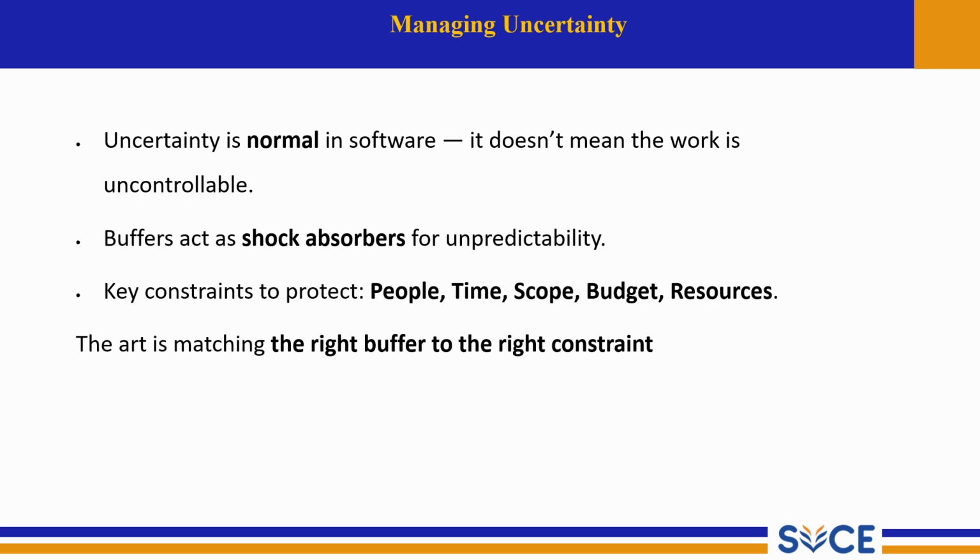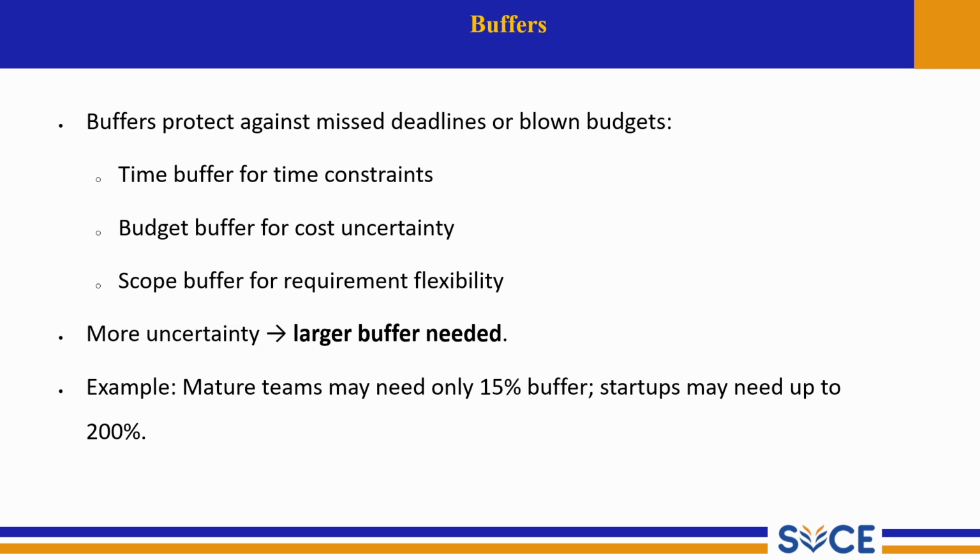Uncertainty is normal in software. It does not mean the work is uncontrollable. Buffers act as shock absorbers for unpredictability, a key constraint to protect people, time, scope, budget, and resources. The art is matching the right buffer to the right constraint. So that's all about managing uncertainty. Next we will move into buffers.